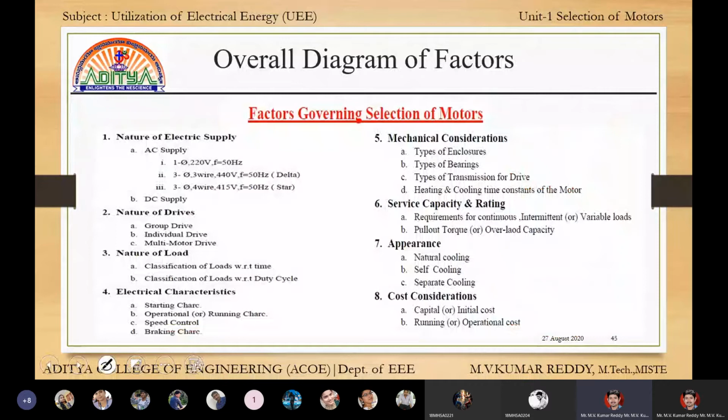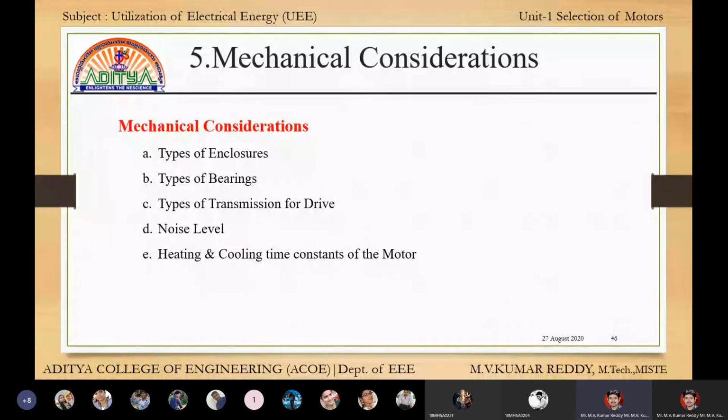Next one, here we completed the fourth part. This is not in the syllabus. And next one is mechanical considerations. These are the types of mechanical considerations: types of enclosures, types of bearings, types of transmission drives, and noise level. This was not included before, now it is included.